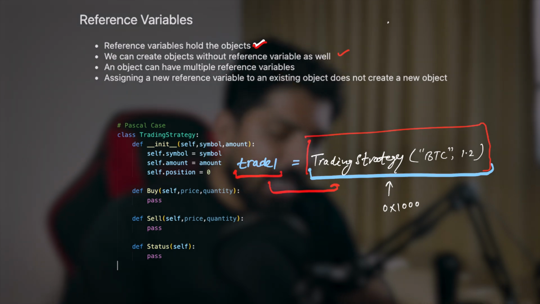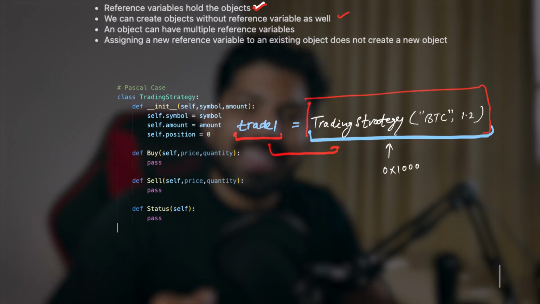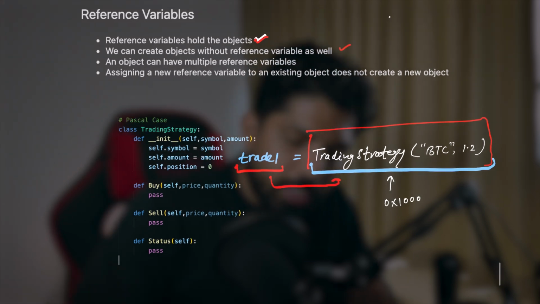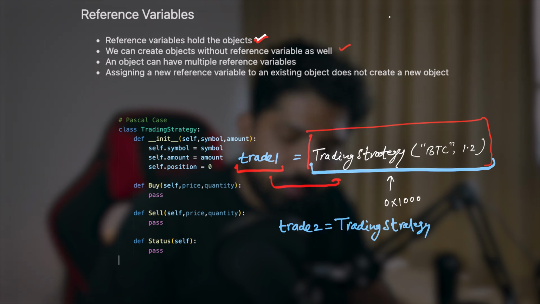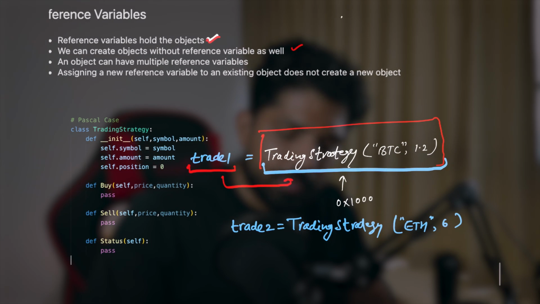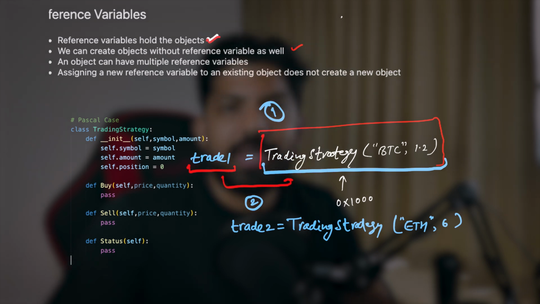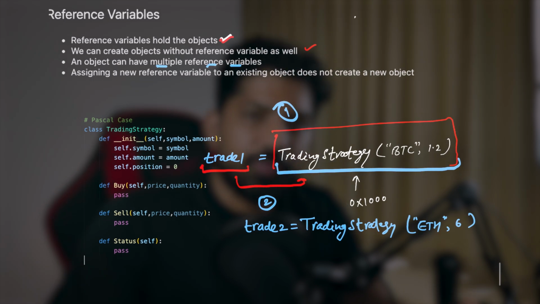And the third is an object can have multiple reference variables. Yes, we can have that, and we have also seen that. For example, I can also write like this: trade2 equals TradingStrategy, and here I can pass, let's say, ETH, and amount, for example, 6 Ethereum. So now we have two objects of this class. This is the first object, trade1, and second is trade2. And these both hold different memory addresses. Means we can have multiple reference variables, right?